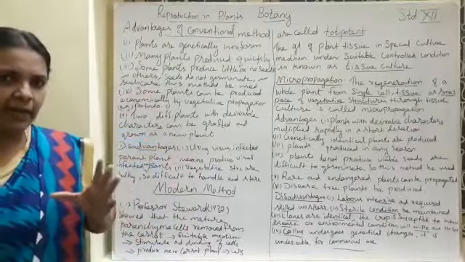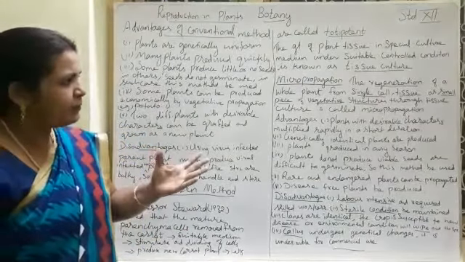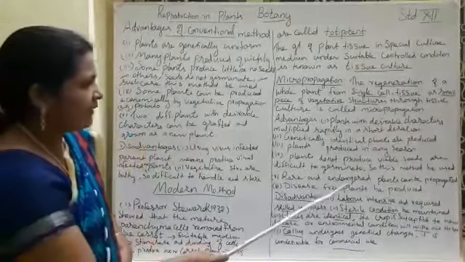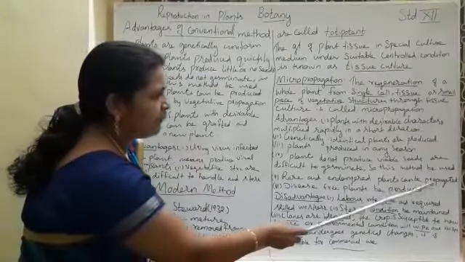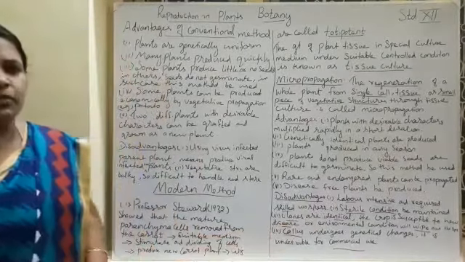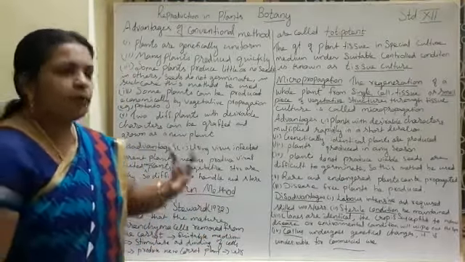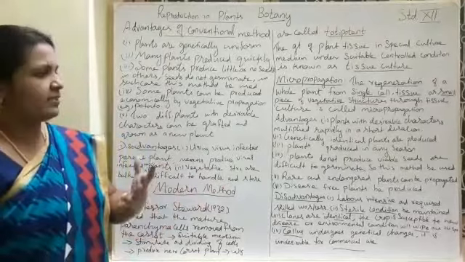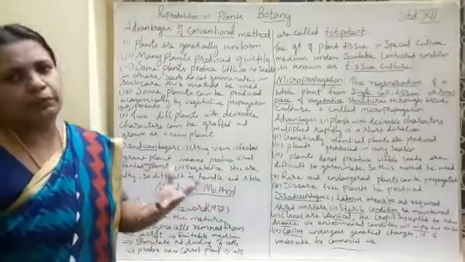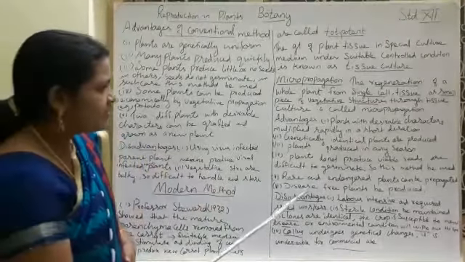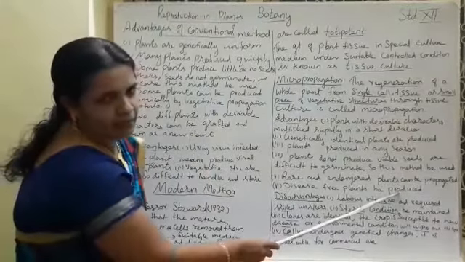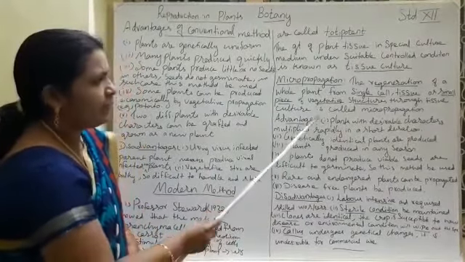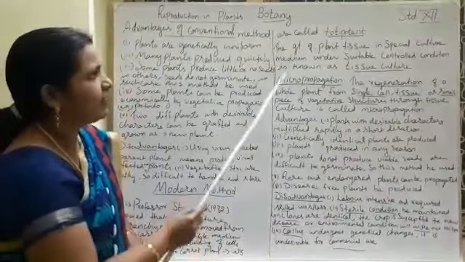So for those plants, they are produced by this technique. Then, rare and endangered plants can be propagated. That means, what can be done for plants that are in danger of extinction? By this tissue culture technique they will produce new plants. Then, disease free plants can be produced. Understood? These are the advantages of micropropagation or the modern method.